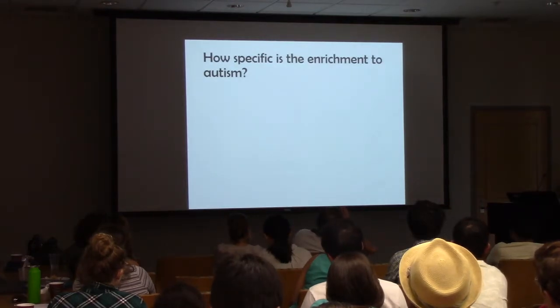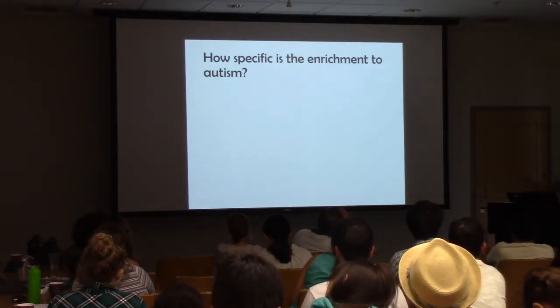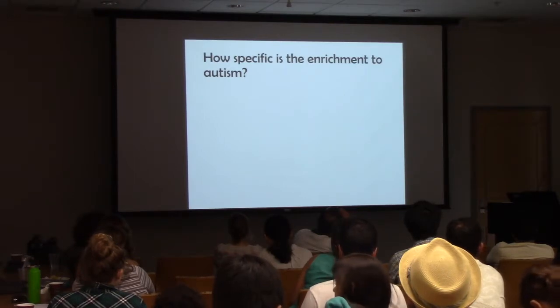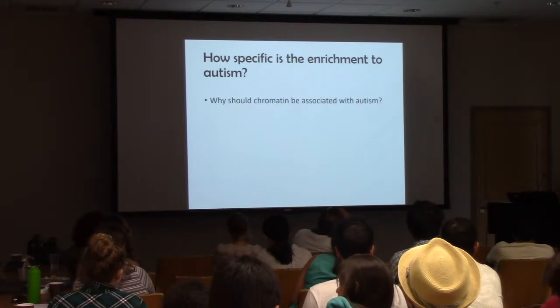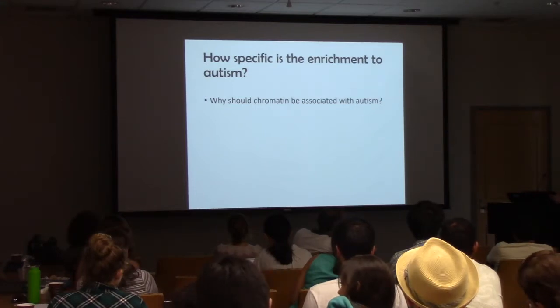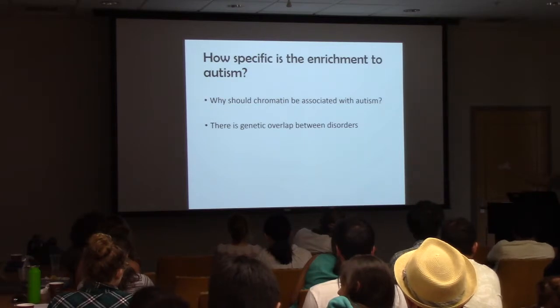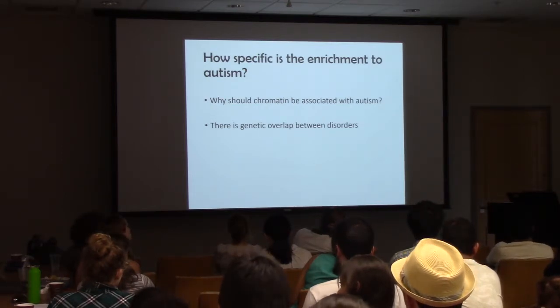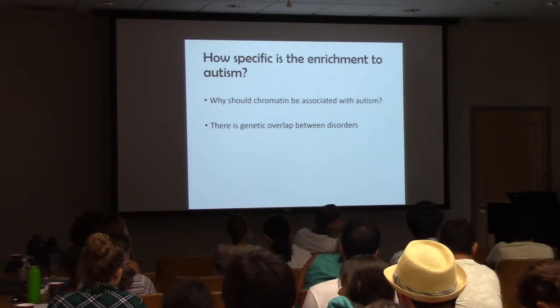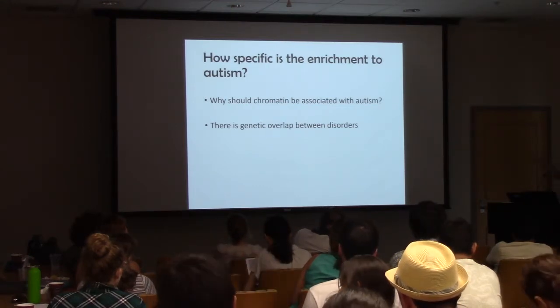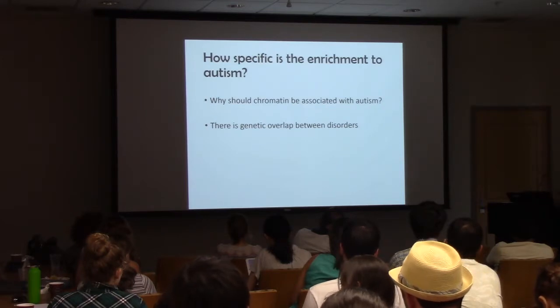So one of the questions was, how specific is this type of enrichment to autism, or whether this is something more general. As I said, why should chromatin be associated with autism? Something so basic in cell function. The other thing is that there is a strong genetic overlap between different neurodevelopmental disorders that we know. So that also hints at the possibility that this is not very specific. So some of those chromatin regulators are mutated also in other disorders.